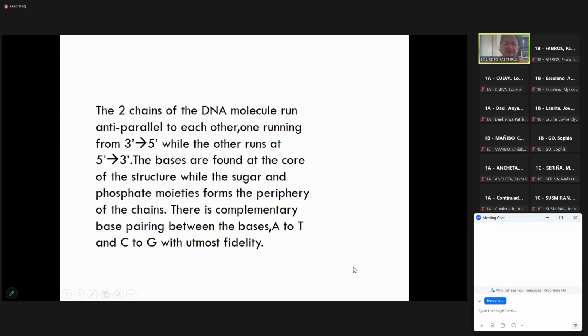So, to change, okay, I already mentioned that. There should be complementary base pairing between A and T and C and G with utmost fidelity. With utmost fidelity, no?